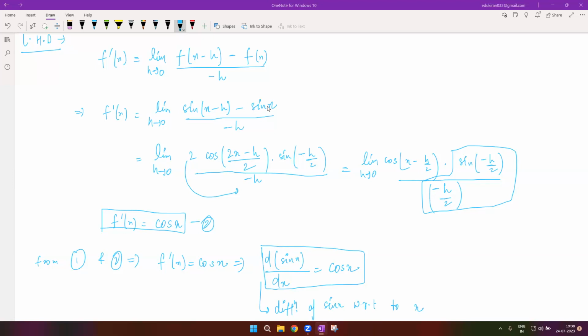Differentiable means if you are saying that a given function is differentiable, then if you find out the right-hand derivative and left-hand derivative of that function, they should come out equal. But yes, there is a low probability of a question coming on this concept.